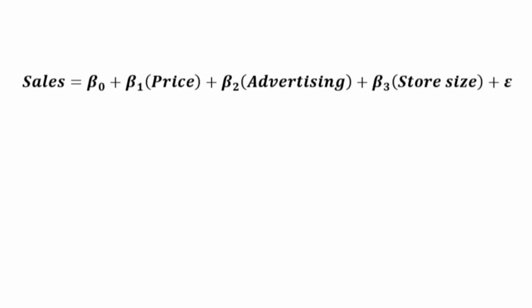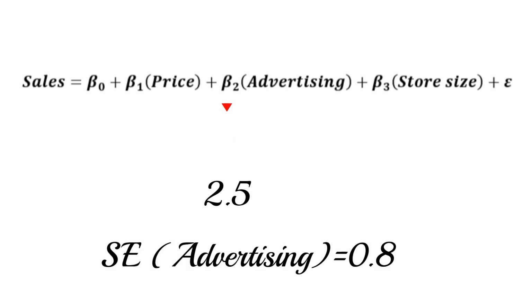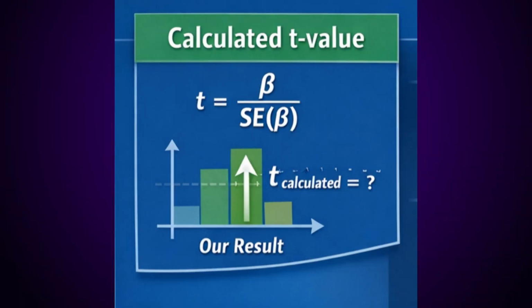Suppose regression gives advertising coefficient equals 2.5 and standard error equals 0.8. All we do is divide the signal by the noise. So 2.5 divided by 0.8 gives us a t-value of 3.125. So we have a number. But what does that mean? Is 3.125 a big number or a small number?